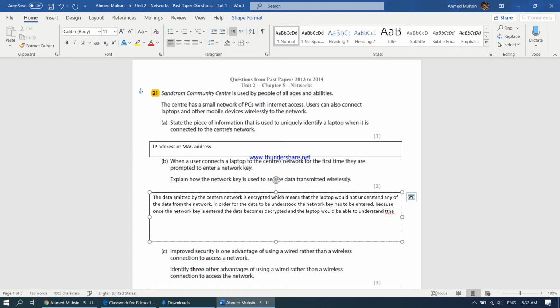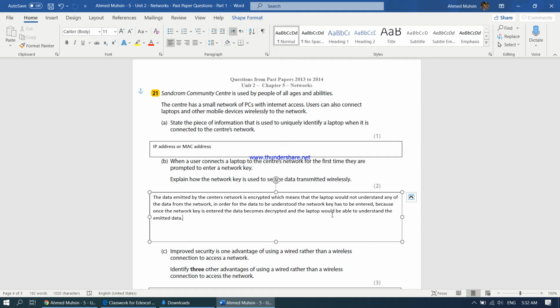the emitted data. Okay, so if a network is having a Wi-Fi password, if it is having a key in it, it means the data is encrypted. So your laptop would not understand it until you put the network key. Once you put the network key, then the data becomes decrypted, so then your laptop would be able to understand the data.